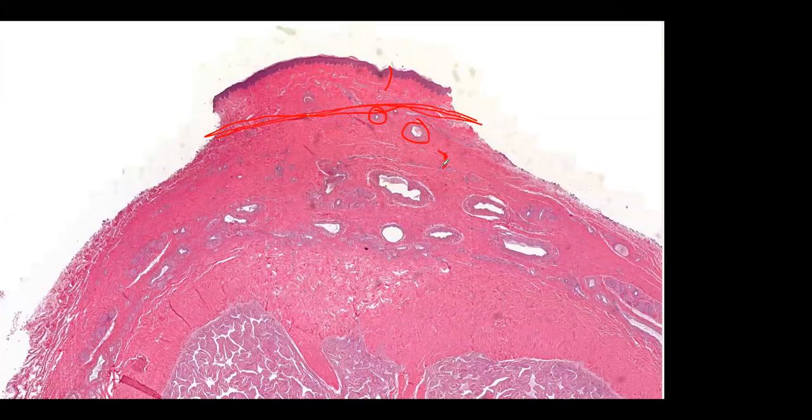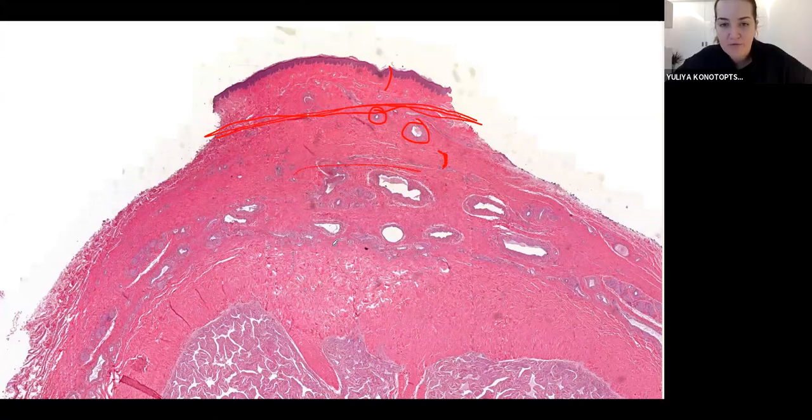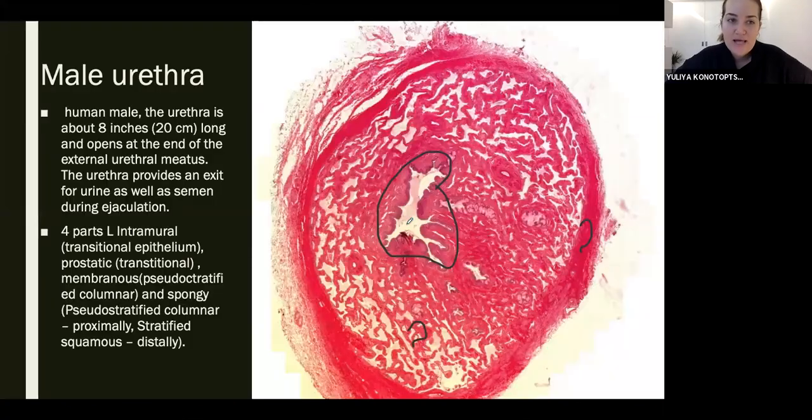Deep fascia. Deep penile or Buck's fascia, and here you have the deep dorsal blood vessels, right? So arteries and veins. Okay, and lastly on the slide we have the male urethra, the distal portion of it.